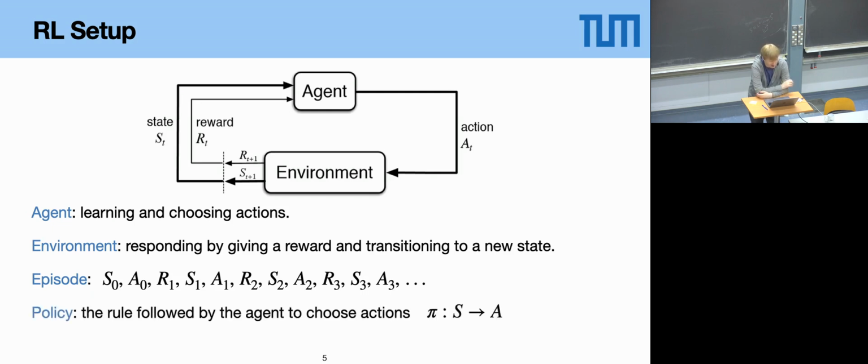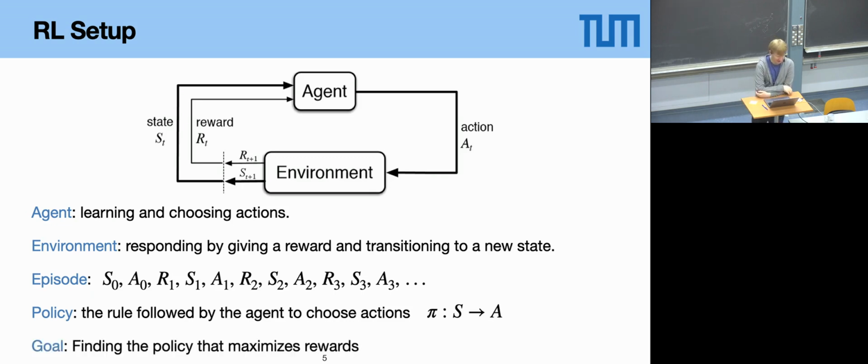And then we have policies. That's the rule that is followed by the agent to choose actions. So mathematically, it's a function. Inputs are states, outputs are actions, and it's usually denoted by a pi symbol. And the overall goal of the setup is finding a policy that maximizes rewards. So this is the basic setup of reinforcement learning.